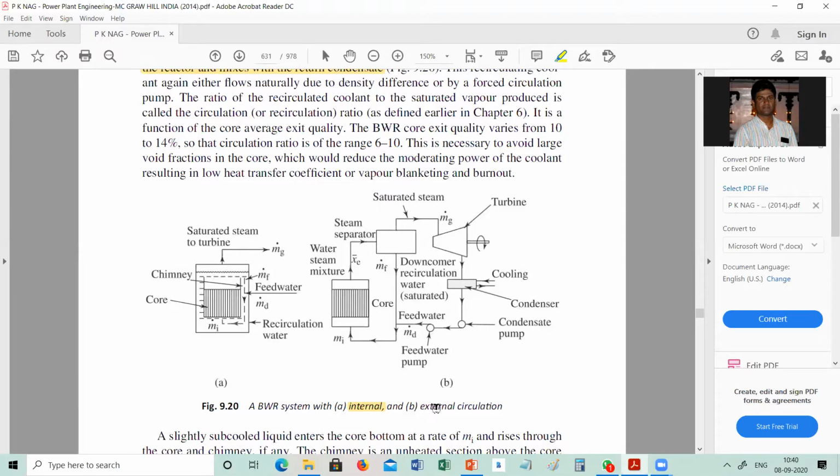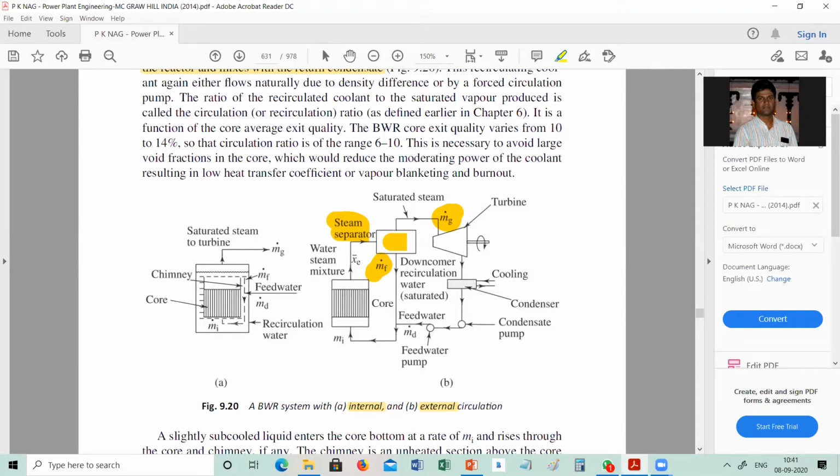And in the external circulation type BWR, there is an extra device, the steam separator. This is the extra device used, which again separates the mg, means the steam, and the mf is nothing but the fuel mass. Those things will be separated by this steam separator. These are the two types. You have to write these things also in paper.